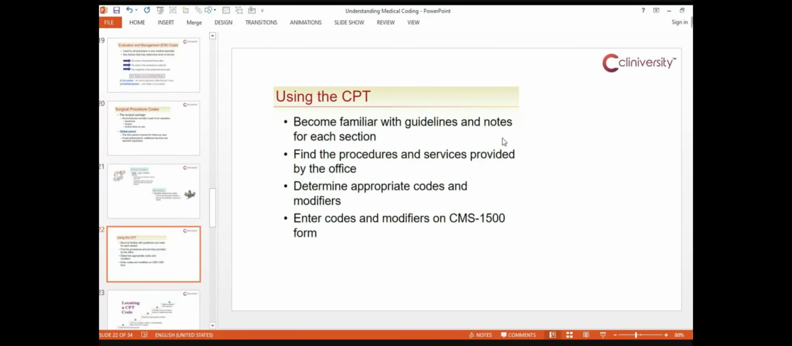Now, how should we use CPT? Become familiar with the guidelines and notes for each section of the CPT book. Find the procedures and services provided by the office. Determine appropriate codes and modifiers. Enter codes and modifiers on the CMS 1500 form. That is a kind of claim form.